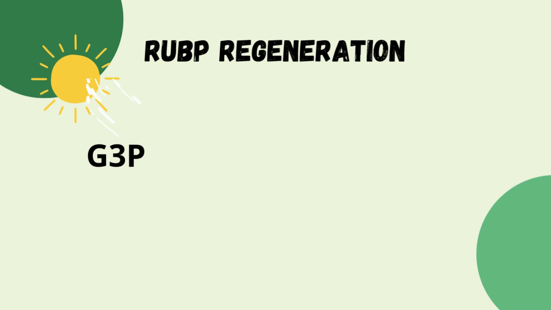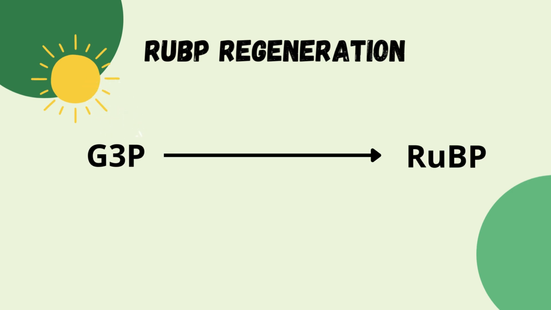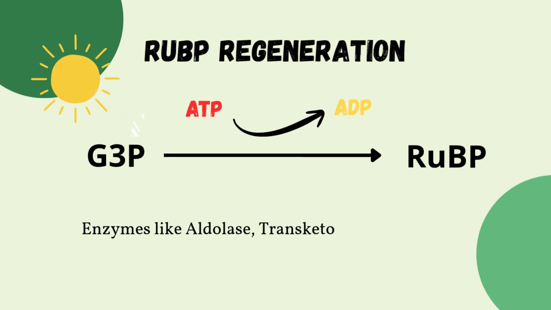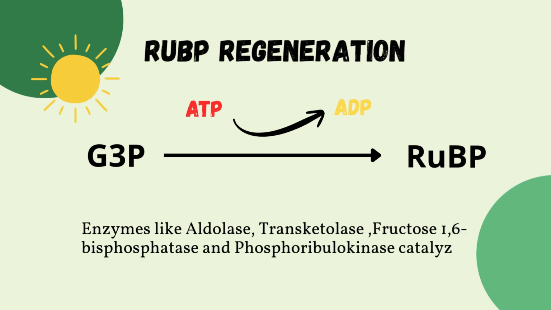Regeneration of RuBP. Glyceraldehyde 3-phosphate is rearranged to regenerate ribulose 1,5-bisphosphate, the 5-carbon carbon dioxide acceptor. This step requires ATP and enzymes including aldolase, transketolase, fructose 1,6-bisphosphatase, and phosphoribulokinase.